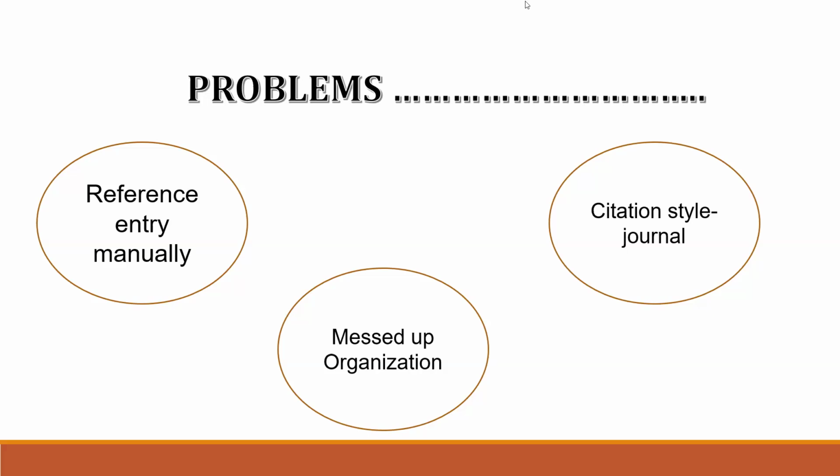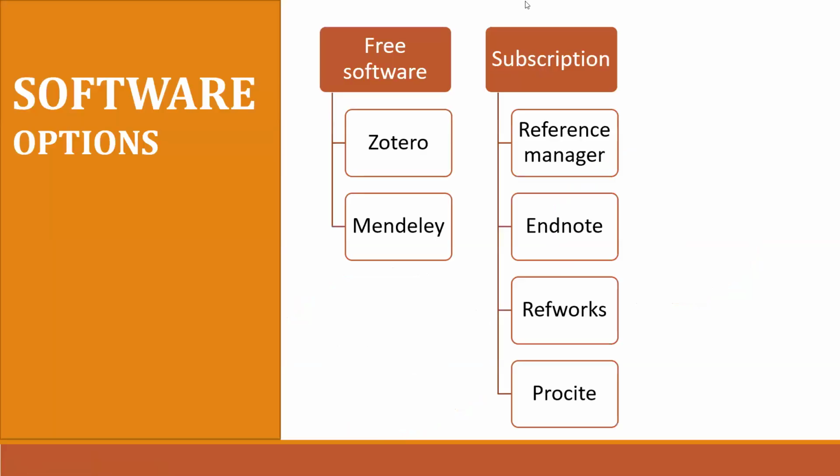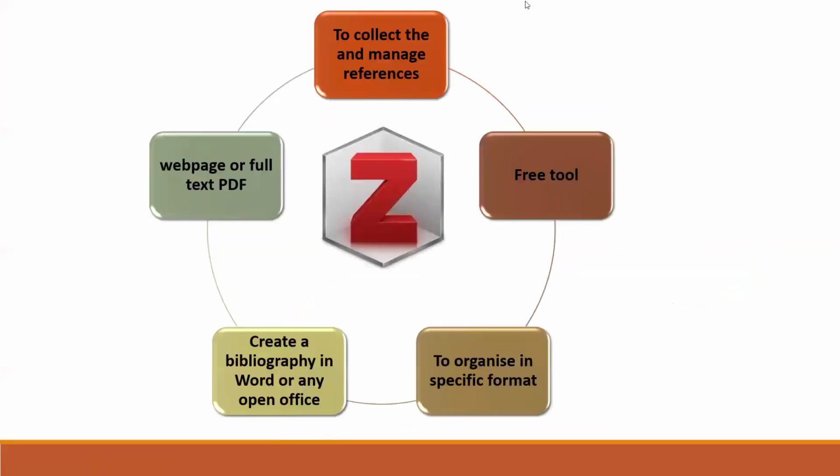So for that, this particular software is helpful. The free softwares are Zotero and Mendeley. There are other softwares like EndNote, Reference Manager, RefWorks, ProCite, but those are subscription based. So what is the importance of Zotero? It will collect and manage the references. It is a free tool. It will organize, it will create the bibliography, and also handle web pages and full text PDFs.